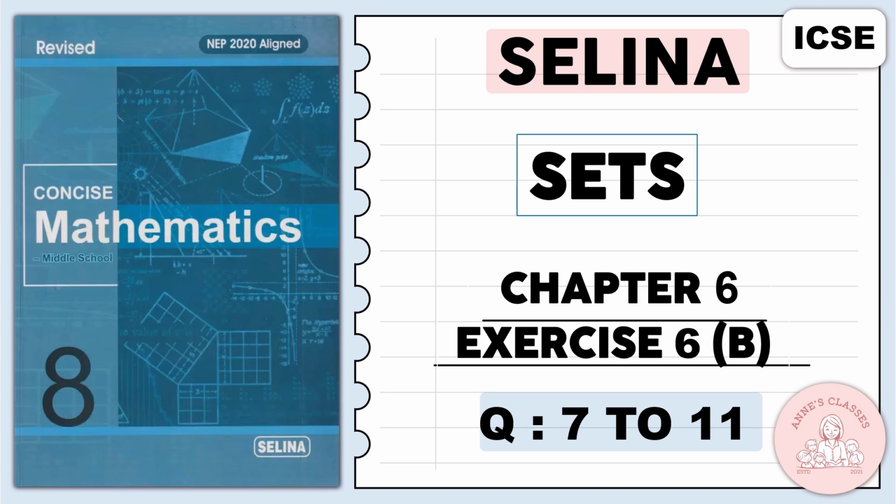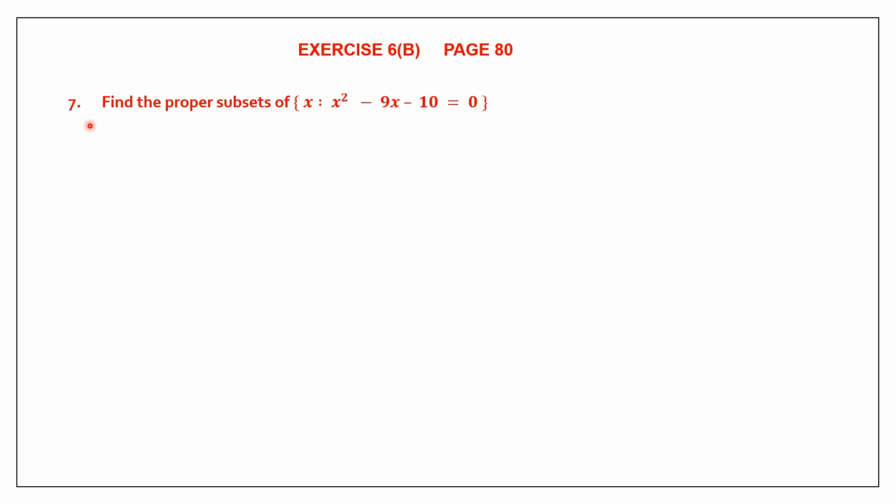Let's do sets chapter 6 exercise 6b, page number 80, and we are with question 7. Find the proper subsets of this. What does this say? X is such that x square minus 9x minus 10 is equal to 0. So we are going to take this quadratic equation, solve for x, find the value of x, and then find the proper subsets of that set.